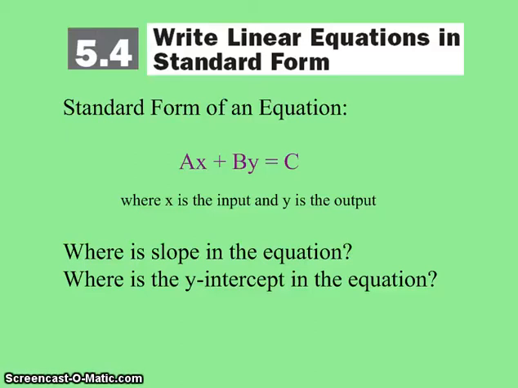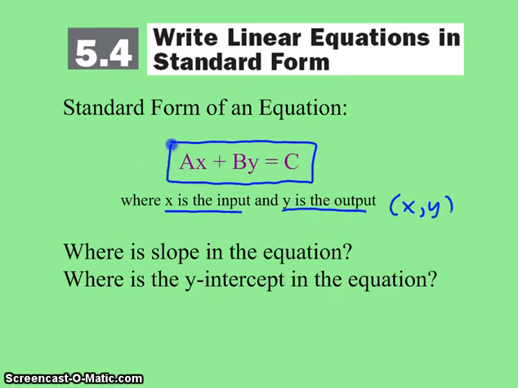This is 5.4, standard form. This is yet another way to write linear equations. In this way, you have something times x plus something times y equals just a number. X always represents the input and y always represents the output, and can be shown in an ordered pair.